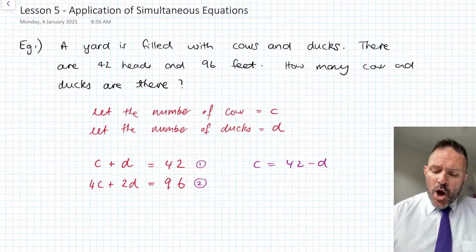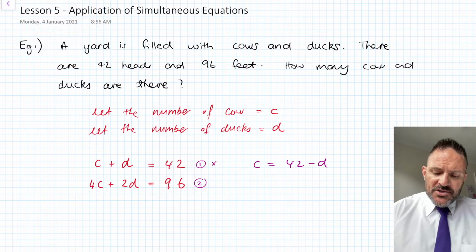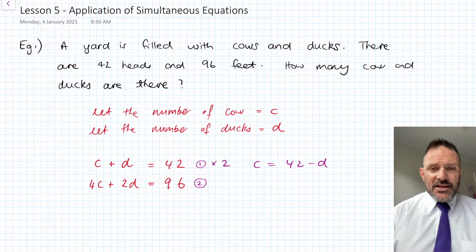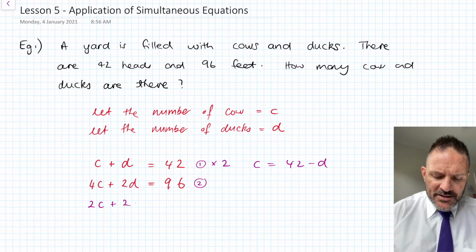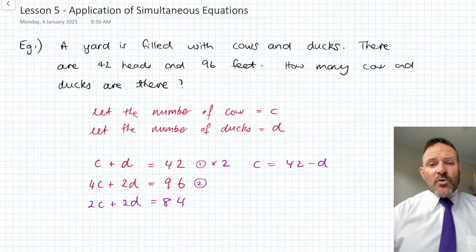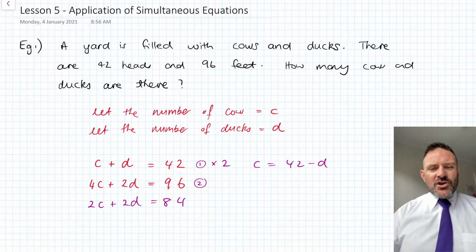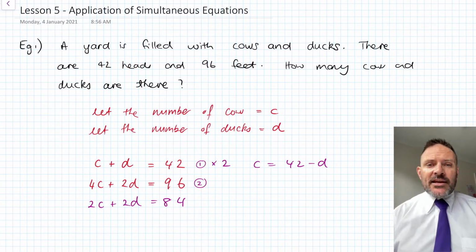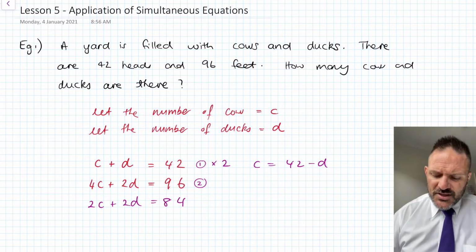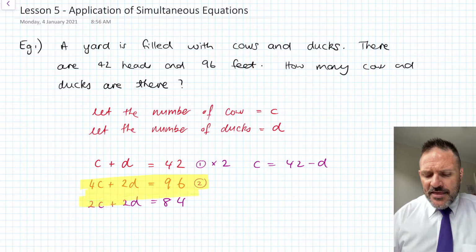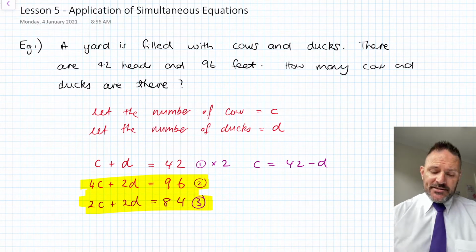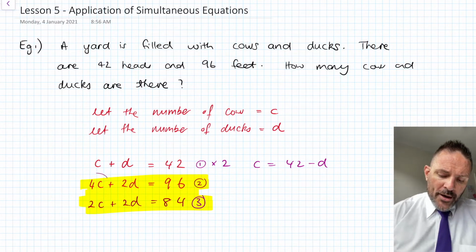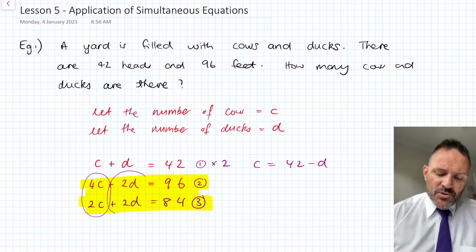So I'm going to times the first equation by 2. Can you see why I did that? I get 2C plus 2D equals 84. I could have times it by 4, made the C's the same, but I've just chosen the ducks because it's an easy calculation. So what I'm now looking at are these are my 2 equations that I'm going to try and solve simultaneously. So I'm going to look at these, and do I add them or do I subtract them?